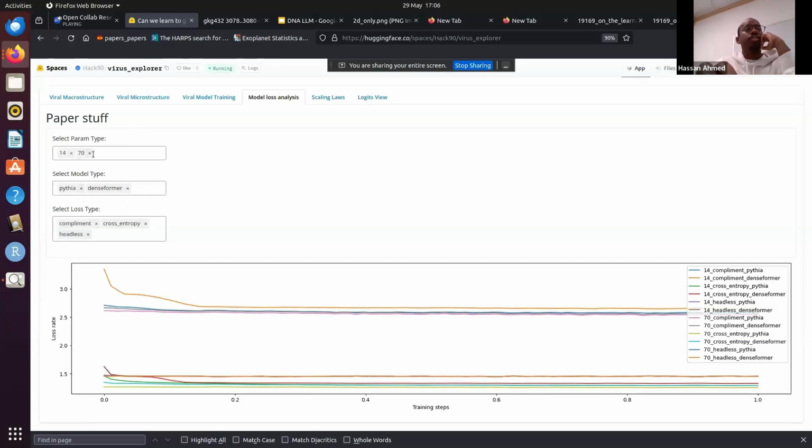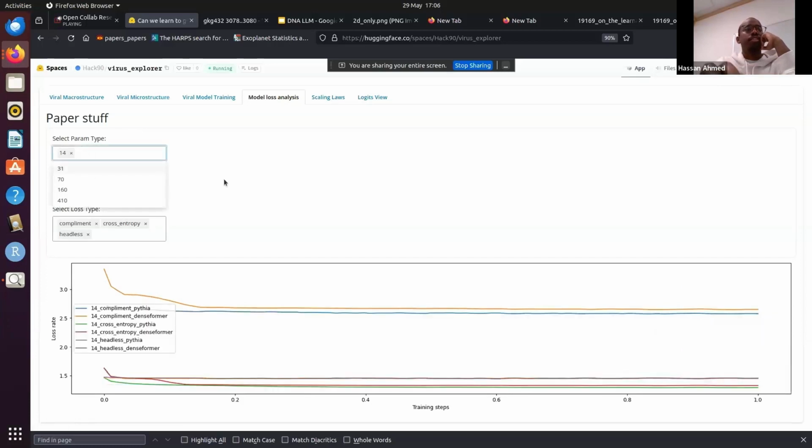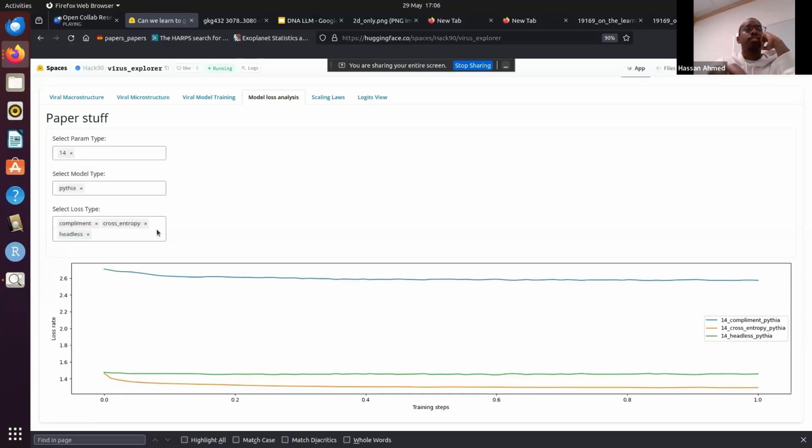So again, we compared, so let's pick a particular model. In this instance, we can pick the Pythia, with a parameter count of 14 million. So we looked at the cross entropy, and then we looked at headless loss. That is, what if the model cannot know the sequence that comes before it? You just feed it 0, does it actually end up learning? It doesn't. Cross entropy performs best here.